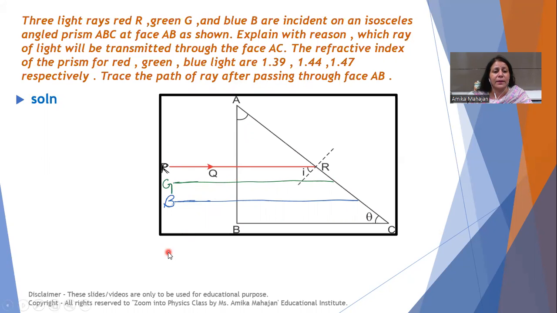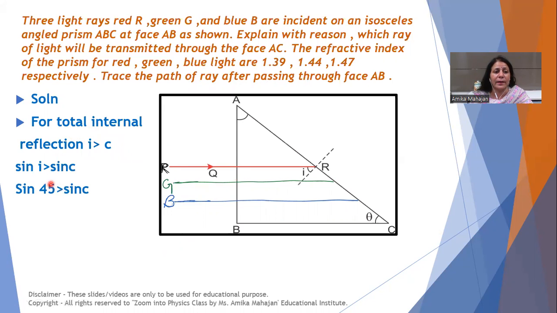We know that for internal reflection to take place, what happens? Angle of incidence should be greater than critical angle. Now, here the angle of incidence is 45 degrees because it is a right angle prism. Both angles are 45 degrees. This angle is also 45.